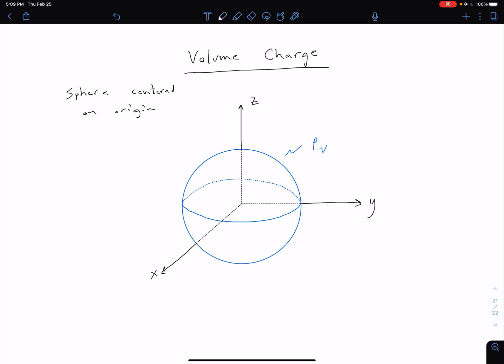The next thing we're going to look at is the electric field due to a volume charge. In order to do this, we're going to consider a sphere that is centered on the origin, as I've tried to draw here. The sphere has some volume charge density rho sub v. We're not going to go through the derivation of this, but if you want to see more details, you can look on pages 123 to 125 in the textbook.